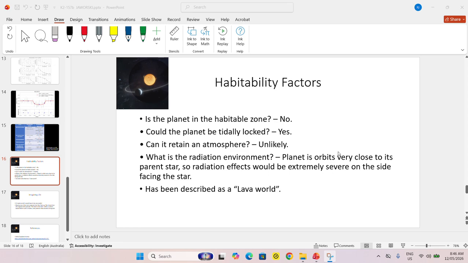So what about habitability factors? Is the planet in the habitable zone? No, it's not. Could the planet be tidally locked? Yes, it could. Can it retain an atmosphere? It's probably very unlikely given its size and location from the star. What is the radiation environment? Well, the planet orbits very close to its parent star, so the radiation effects would be extremely severe on the side facing the star. And there have been descriptions of this planet as being a lava world.